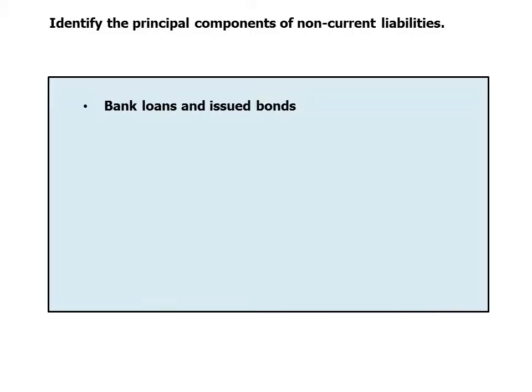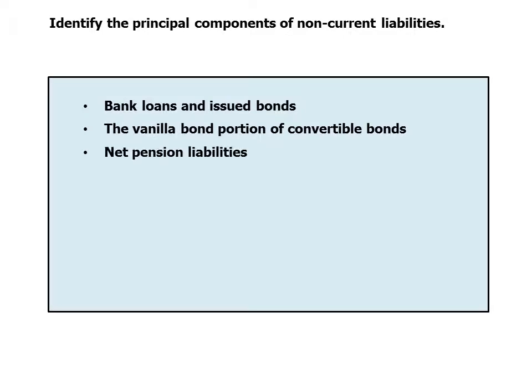Identify the principal components of non-current liabilities. Bank loans and issued bonds, the vanilla bond portion of convertible bonds, net pension liabilities, and deferred tax liabilities.